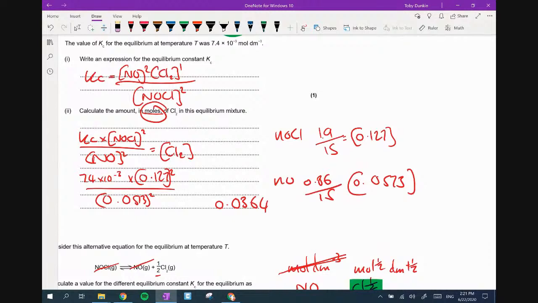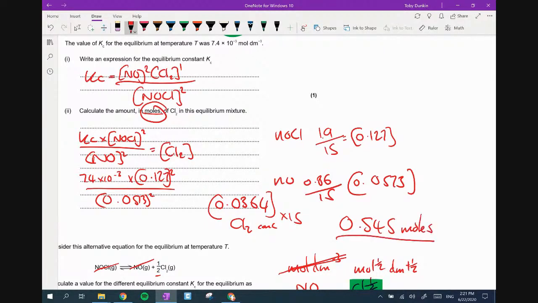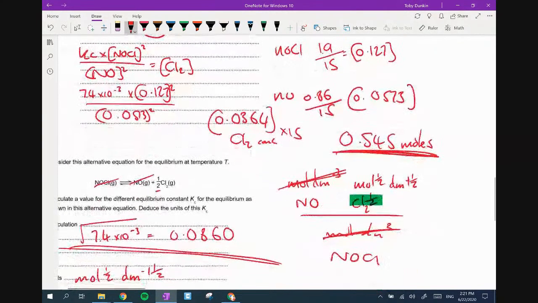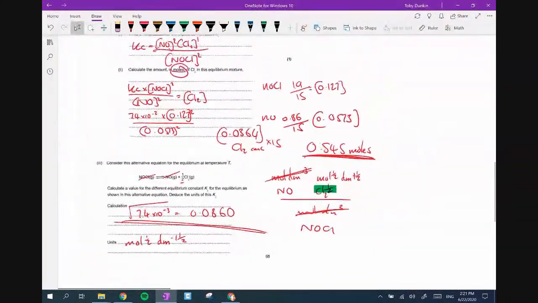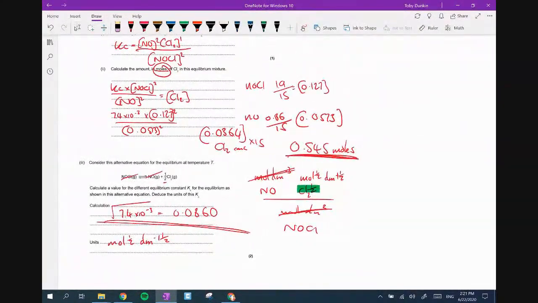I used Kc. Yeah, that's chlorine concentration. Now I need to multiply that by 15. The moles of chlorine was 0.545 moles of chlorine at equilibrium. There's my final answer. What a nightmare. Ruined that. Now I can input them down here if I want to. The Kc I would have still got right.